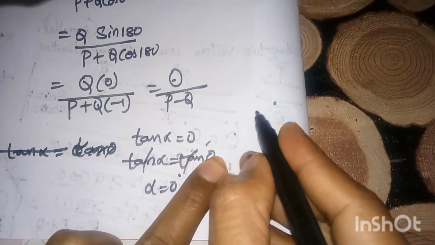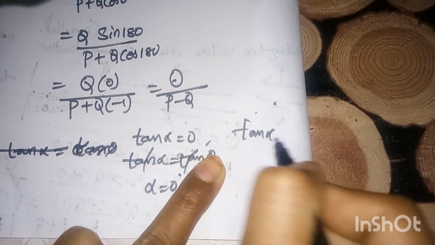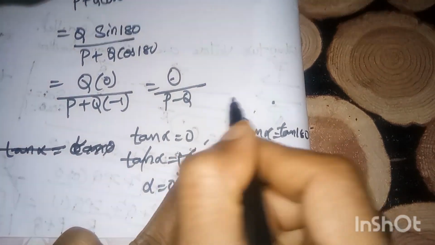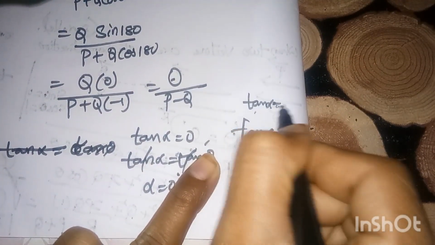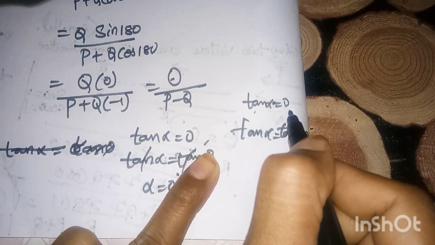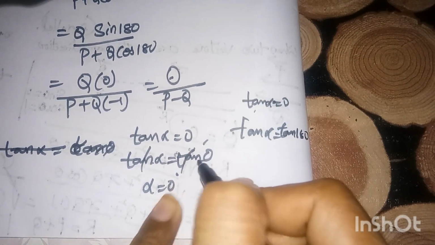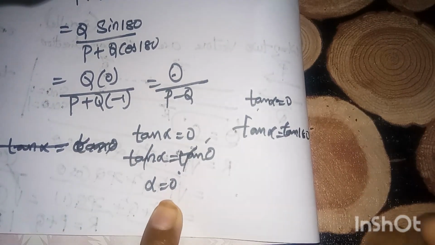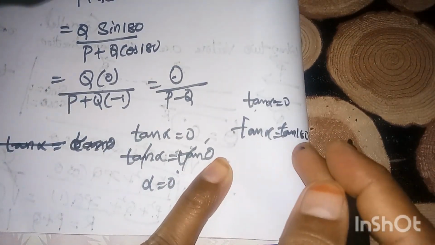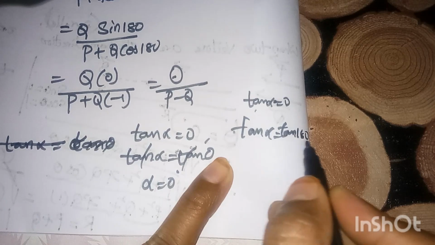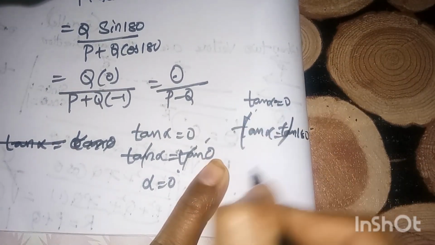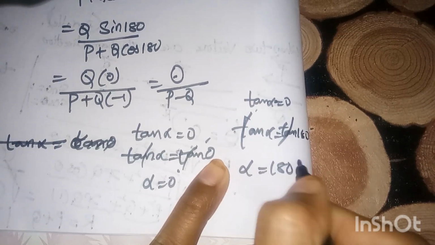In tan we get 0 at 180 also. So tan alpha can also be written as tan 180. So tan alpha equals 0. When we get 0 in tan, it means 0 degrees, 180 degrees, or 360 degrees. In those cases we get tan as 0. Tan 180 is 0, tan 0 is 0. So tan will be cancelled, and alpha equals 180 degrees.